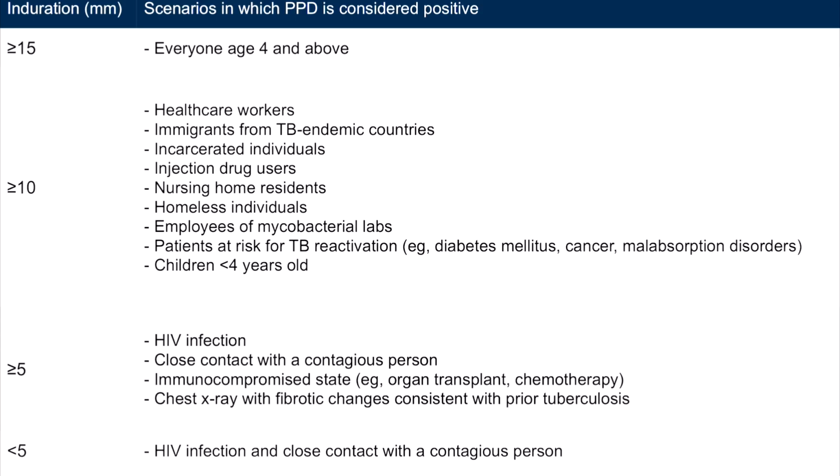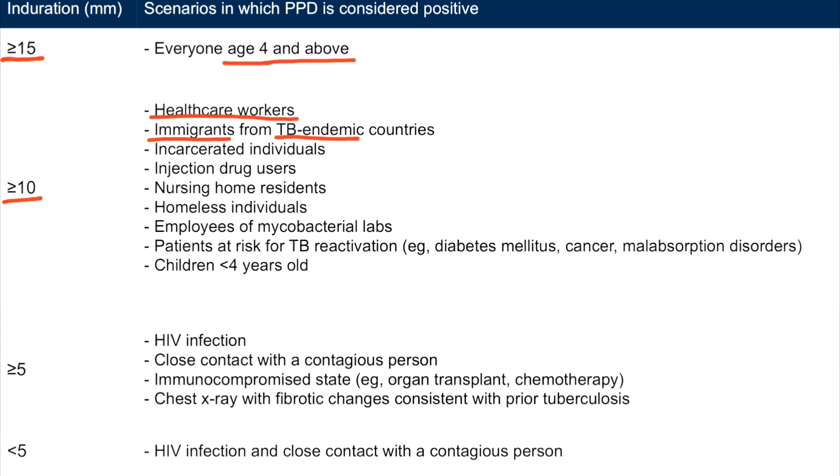For the purposes of the USMLE Step 2 exam, it's important to know the induration cutoffs that are diagnostic of a tuberculosis infection. Unfortunately, there isn't a universal cutoff number, as the number varies based on the individual's medical history. This table summarizes the key scenarios in which the PPD test is considered positive. If the induration is greater than or equal to 15 millimeters, the PPD test is considered positive in everyone age 4 and above.